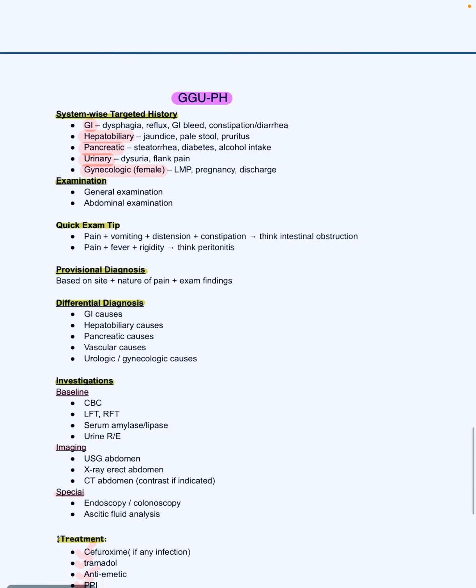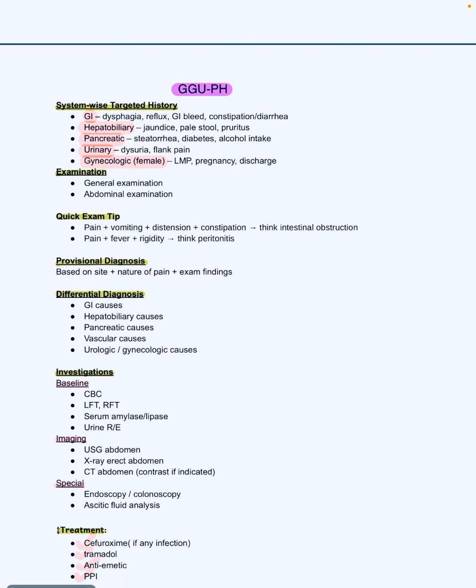Ask for any dysphagia and acid reflux. Is there any GI bleeding, that is hematemesis or melena? Is there any alteration of bowel habit, that is constipation and diarrhea? These symptoms point towards esophageal, gastric, or intestinal pathology.